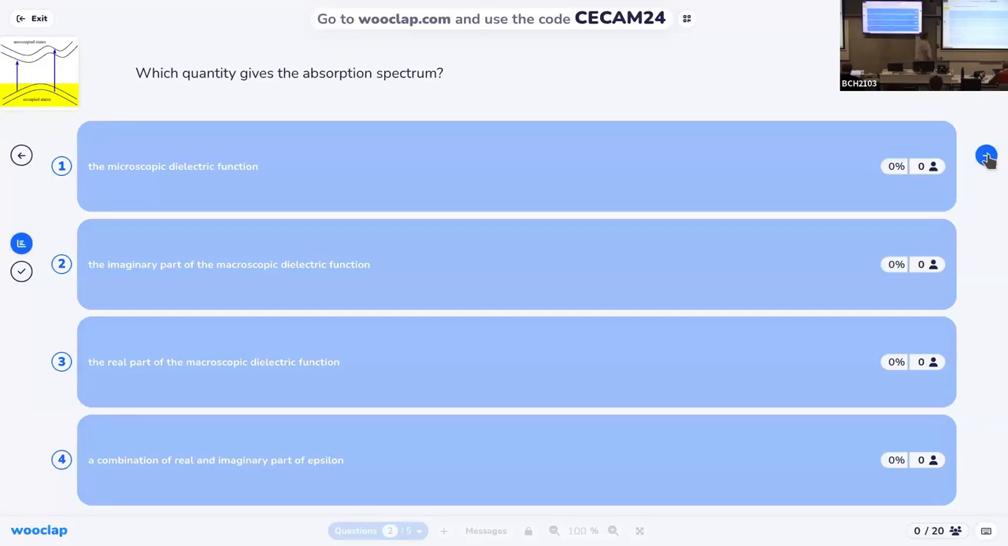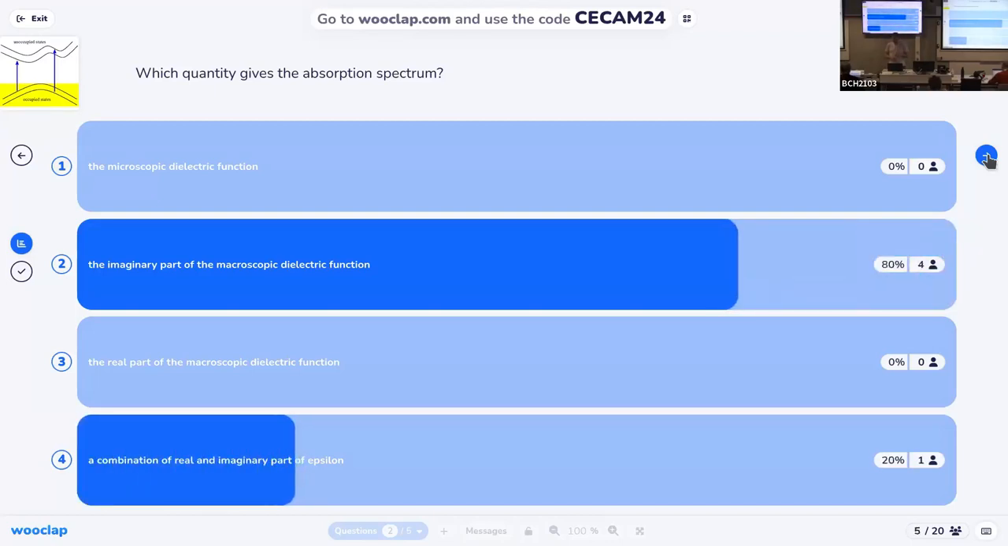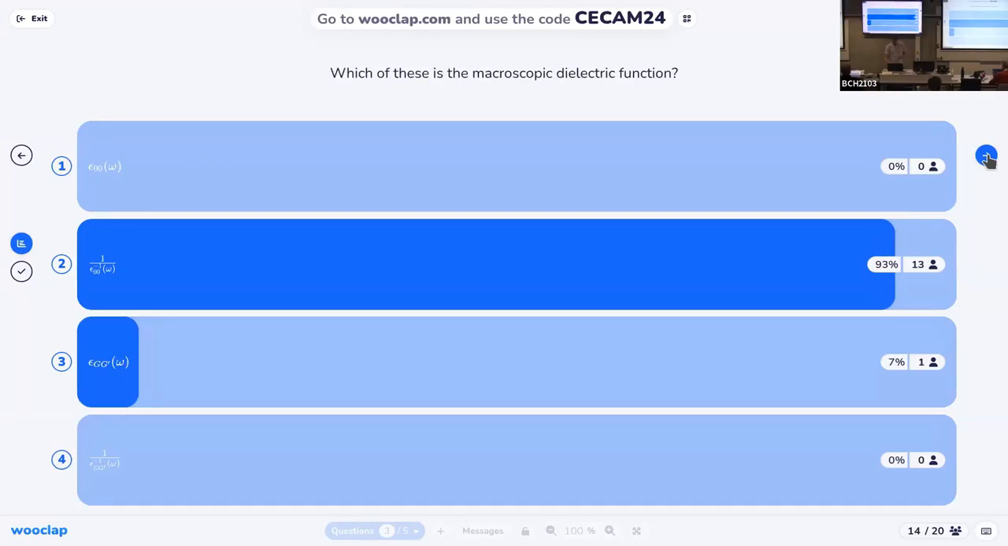Which quantity gives the absorption spectrum? The macroscopic dielectric function, the imaginary part of the macroscopic dielectric function, or the real part of a combination of real and imaginary part of epsilon? Again, a few seconds, sorry. Okay, great. This is correct.